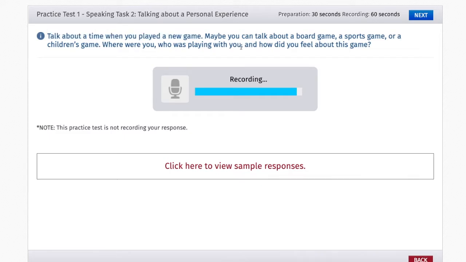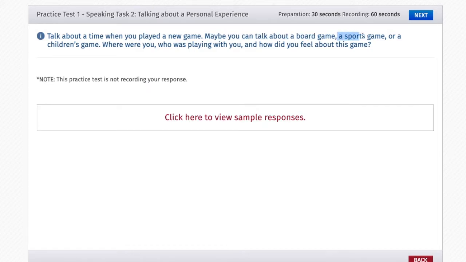And then it gives you some examples. You can talk about a board game, a sports game, or a children's game. Usually, it gives you examples of what you could talk about. And then lastly, it'll ask you some questions about that game. Where were you? Who was playing with you? And how did you feel about this game?